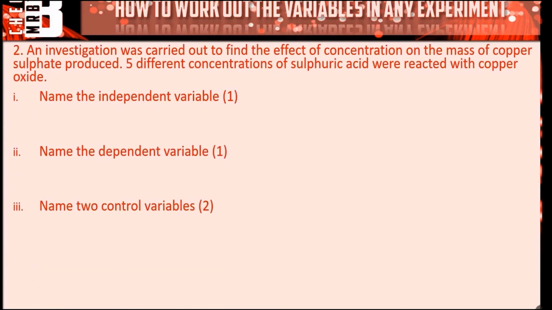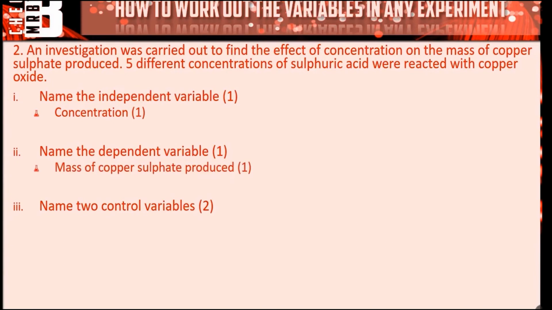If we move on to question 2, so an investigation was carried out to find the effect of concentration on the mass of copper sulfate produced. 5 different concentrations of sulfuric acid were reacted with copper oxide. The independent variable, the thing I've changed, is my concentrations. The dependent variable, the thing that I've measured, the mass of copper sulfate produced. Again, it tells you in the question.